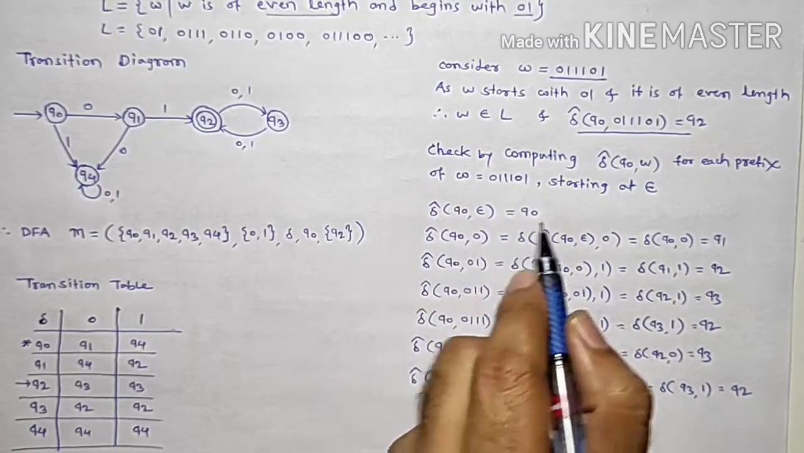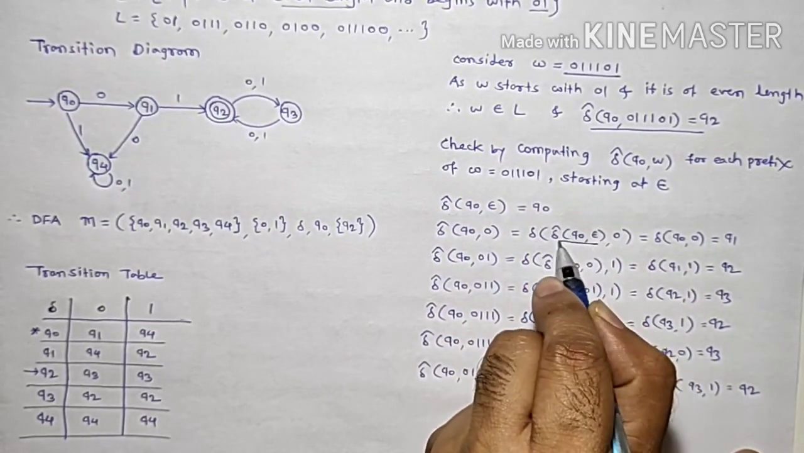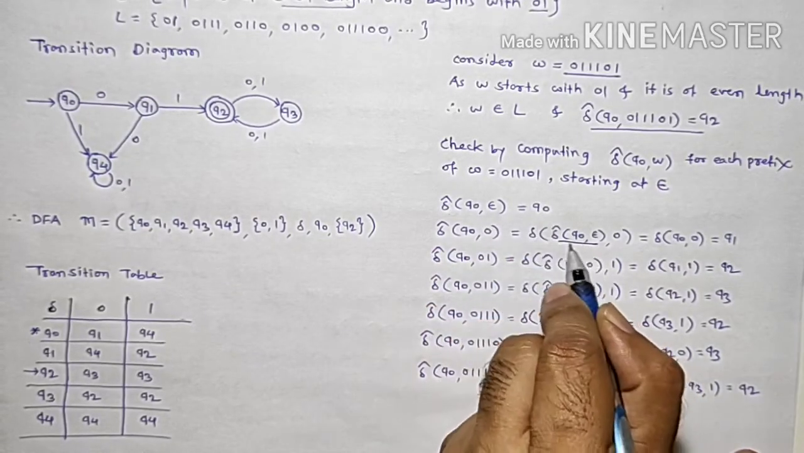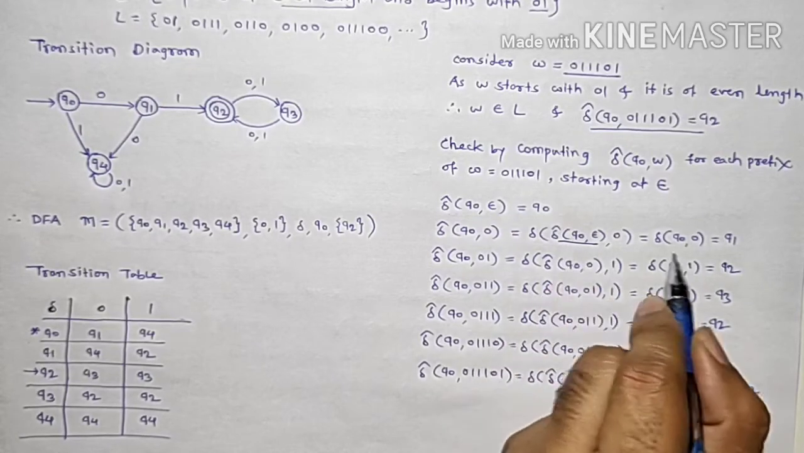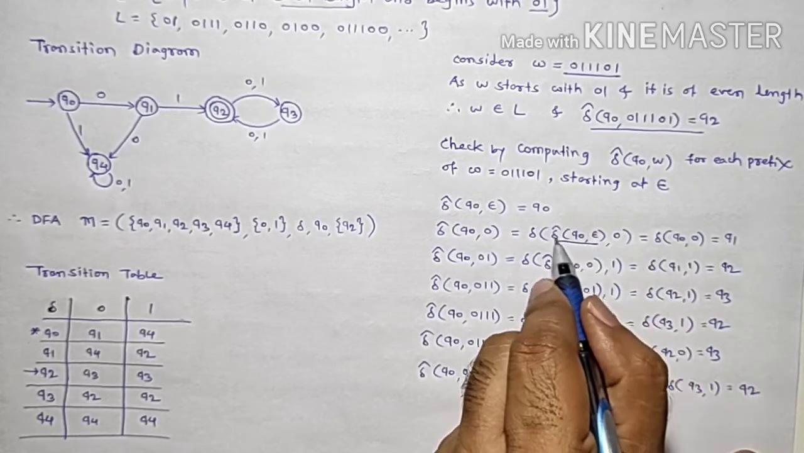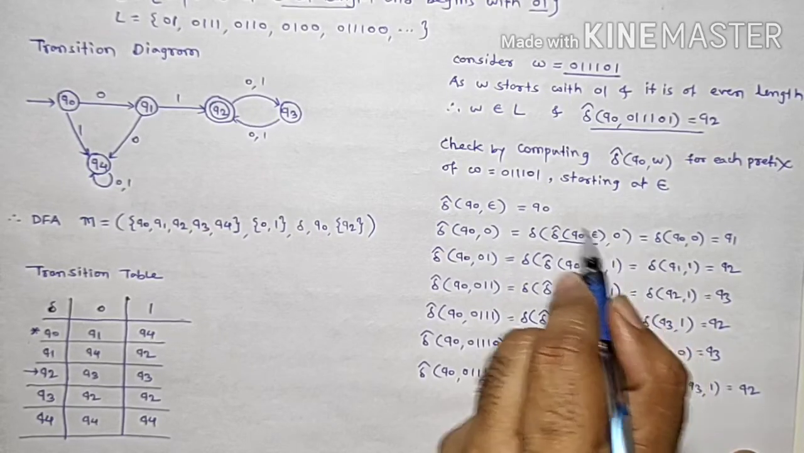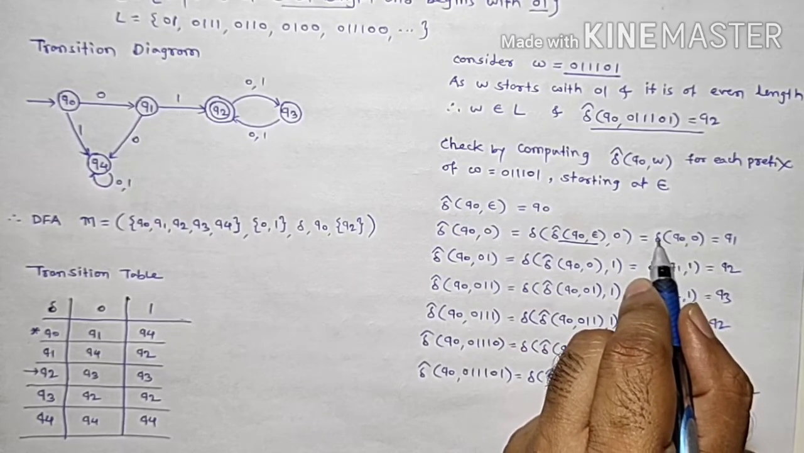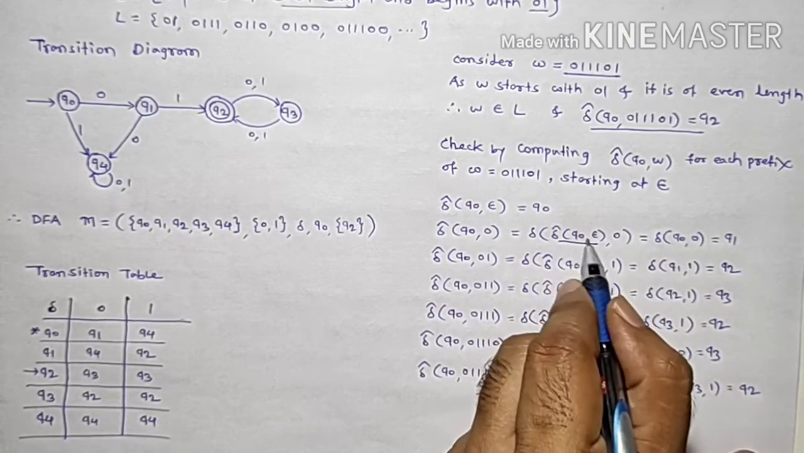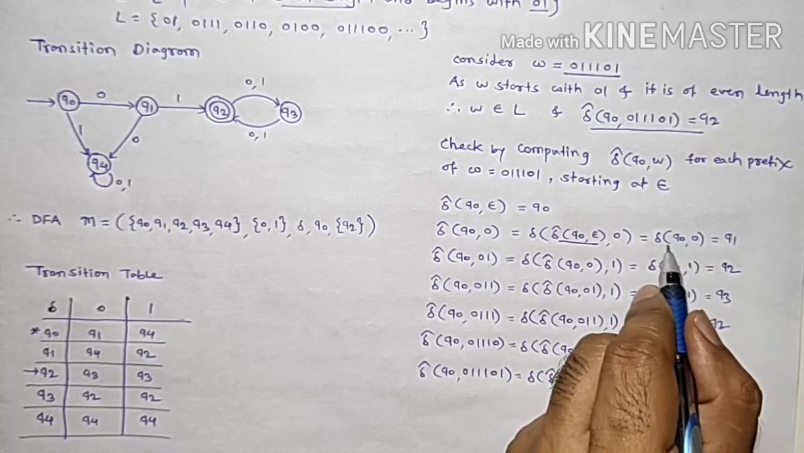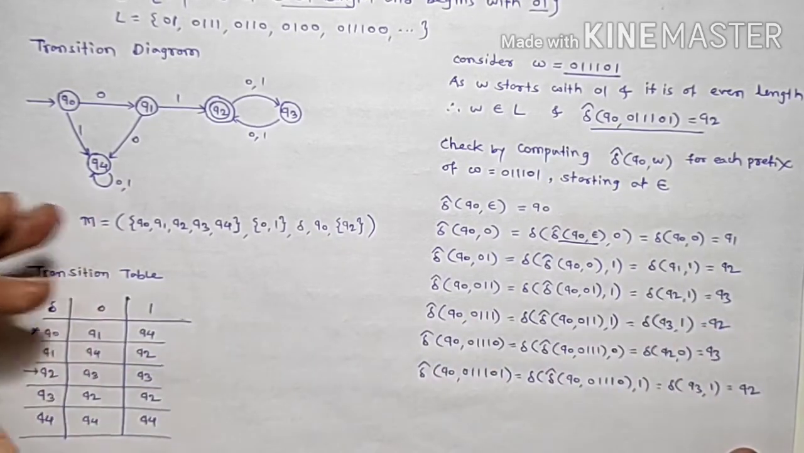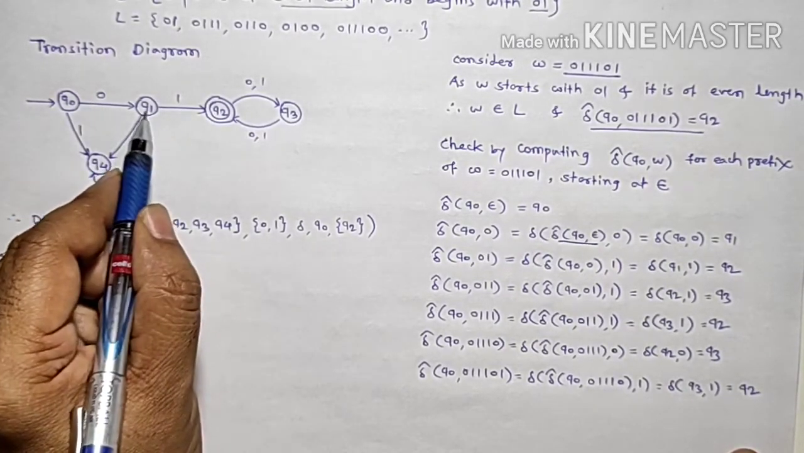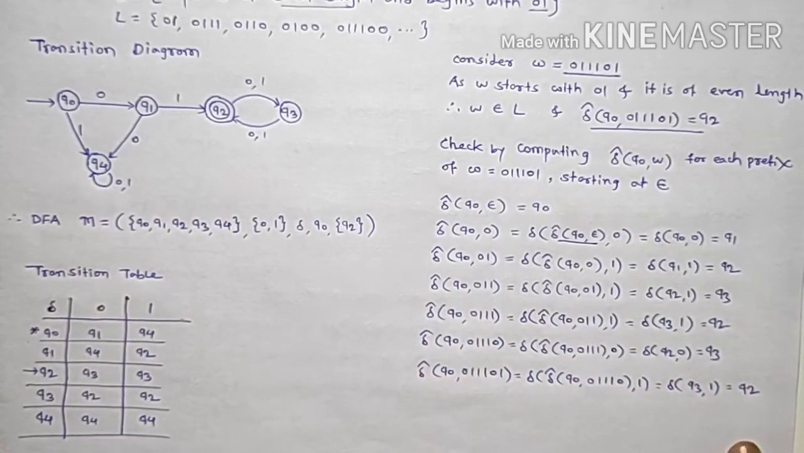Delta cap of q0 on epsilon we have already computed, it is q0. So we substitute it here, and we get delta of q0 comma 0. From our DFA, the transition of q0 on 0 goes to q1, so we write q1 here.